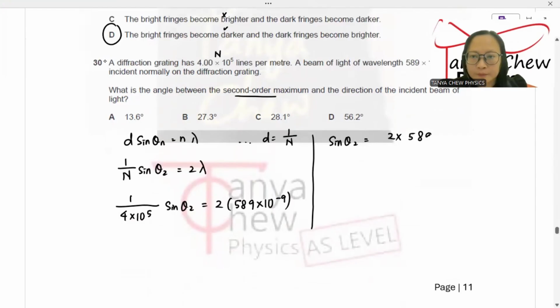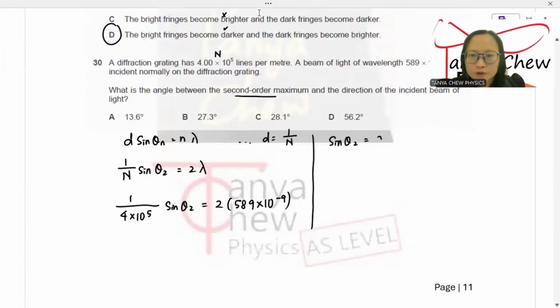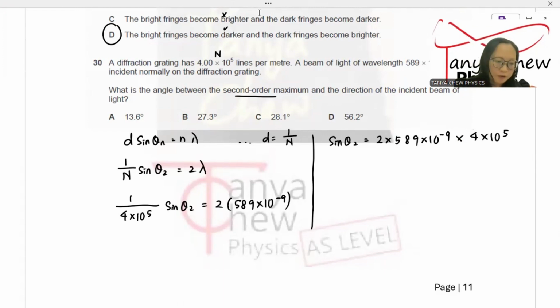589 times 10 to the power negative 9 divide, no, I have to times, because 4 times 10 to the power 5, okay, not division. I rewrite this. Cross multiply. So 2 times 589 times 10 to the power negative 9 multiplies by 4 times 10 to the power of 5. That will give you your sine theta. So theta 2 would be, shift the sine.